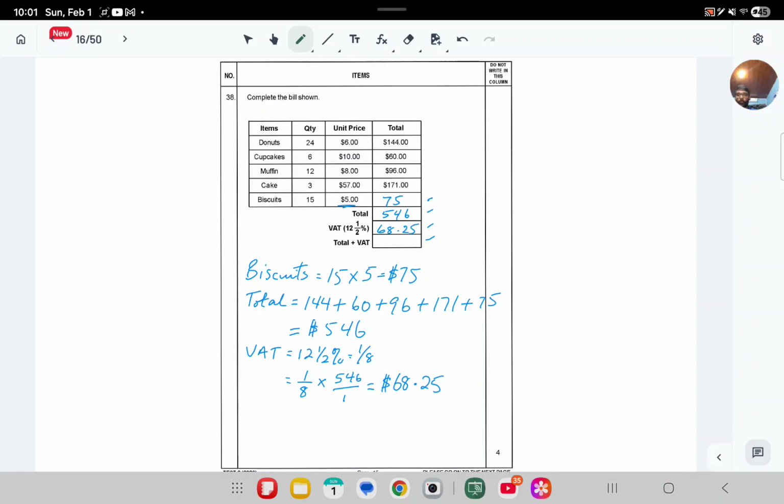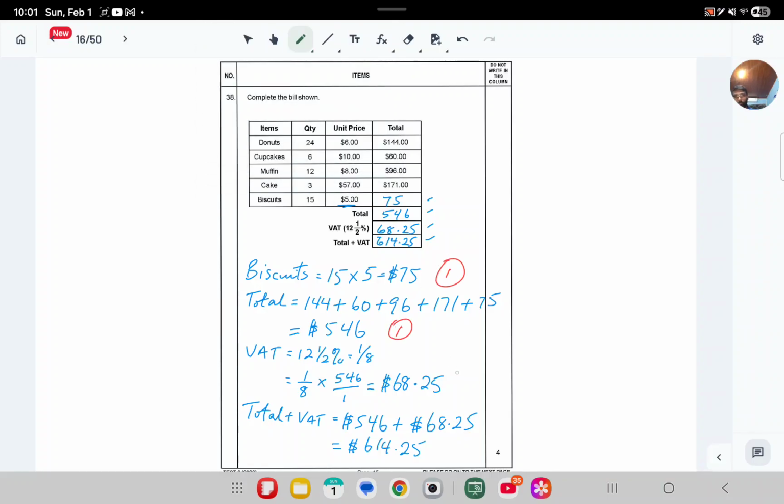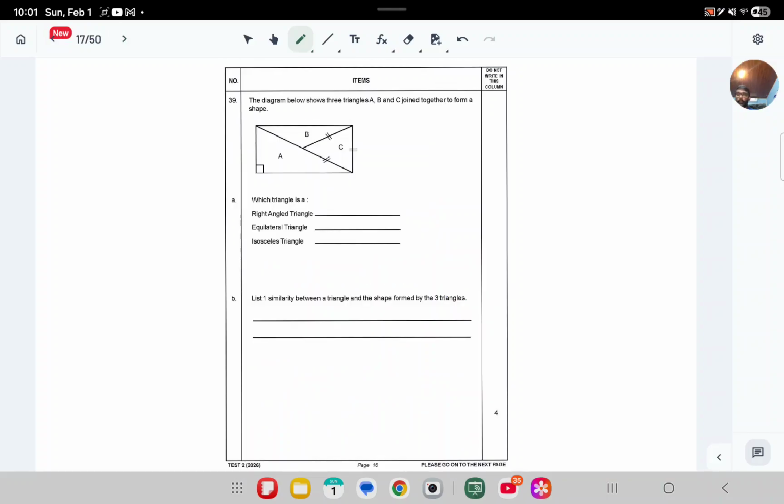To calculate the total plus VAT, it would be the total before VAT, which is $546, add the VAT amount, which we just calculated to be $68.25. That will give us a total of $614.25. Alright, so you'll get 1 mark for each. Four marks right there. Number 39.